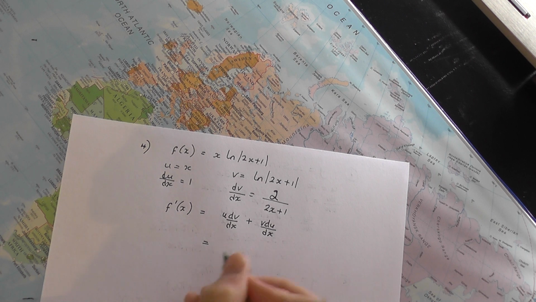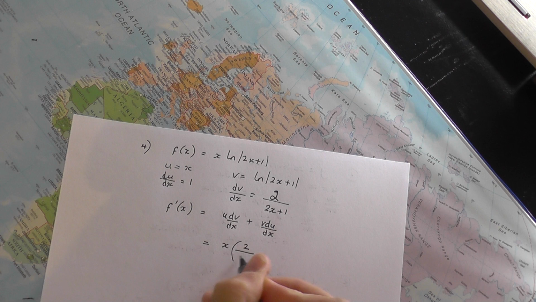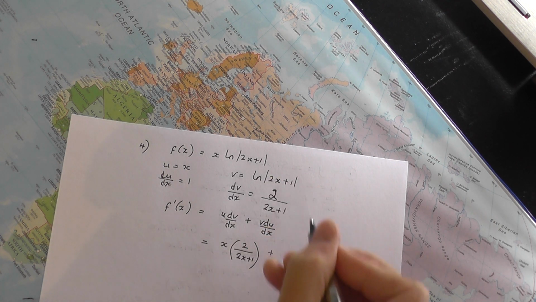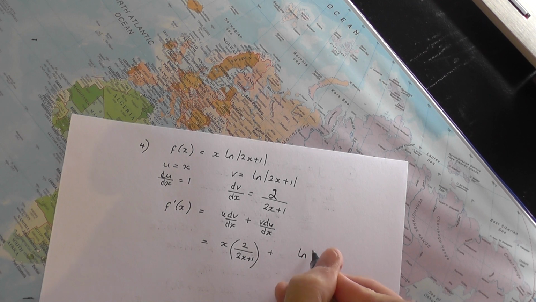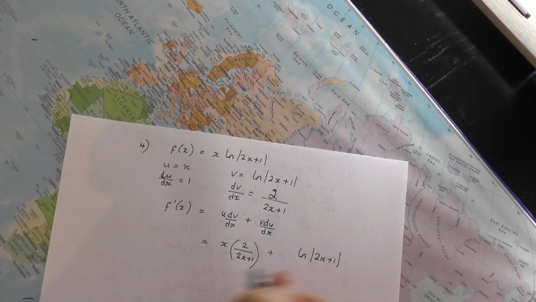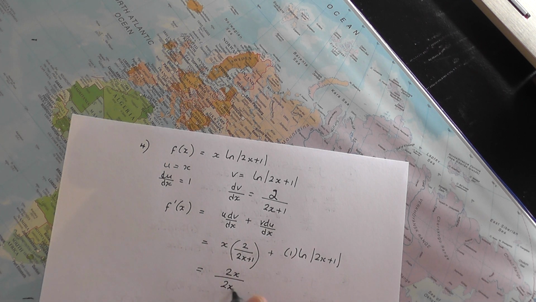equals, u is x, and then dv by dx is this thing, I'll put it in a bracket, 2 over 2x plus 1. Plus v, that's the log term. And then du by dx is 1. I'll put the 1 at the front. So you end up with that. Just tidy up a little bit. 2 times the x is 2x over 2x plus 1 plus log of 2x plus 1. And there's your final answer.